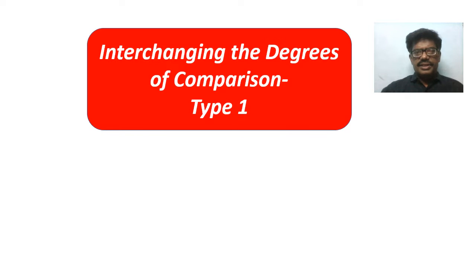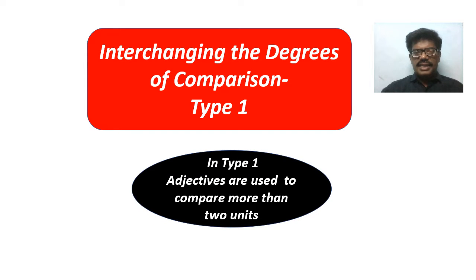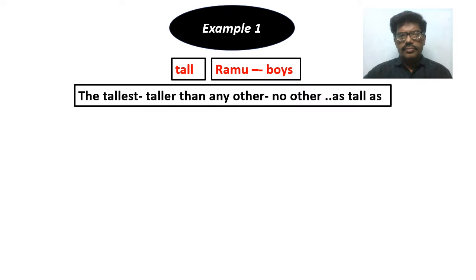Here we discuss interchanging the degrees of comparison type 1 structures. In these type 1 structures, adjectives are used to compare more than two units. Look at the example 1. Here the adjective tall is used to compare more than two units, Ramu and other boys. Here we use the expressions the tallest for superlative degree, taller than any other for comparative degree, no other as tall as for positive degree.